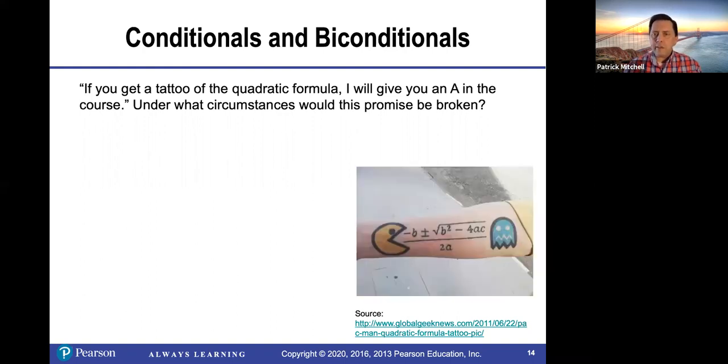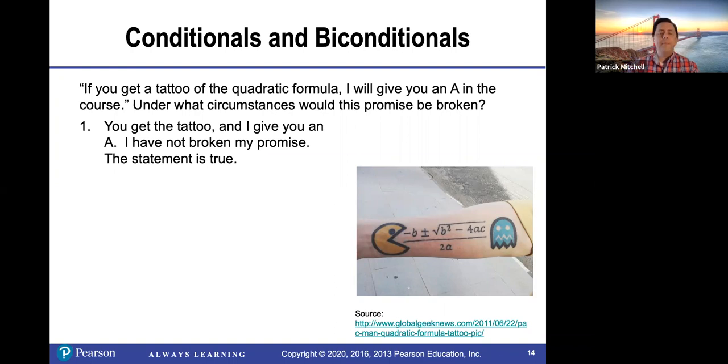Oh, and look at this. Somebody's actually gone out and done that. I found a few of these on Google Images that clearly belong to different people. So there are some people who will go out and do this. I don't know if it was to get an A in their math class. Probably not. So one scenario is you get the tattoo and I give you an A. I have not broken my promise. So that would be the statement, if you get a tattoo of the quadratic formula, I will give you an A in the course. That would be true.